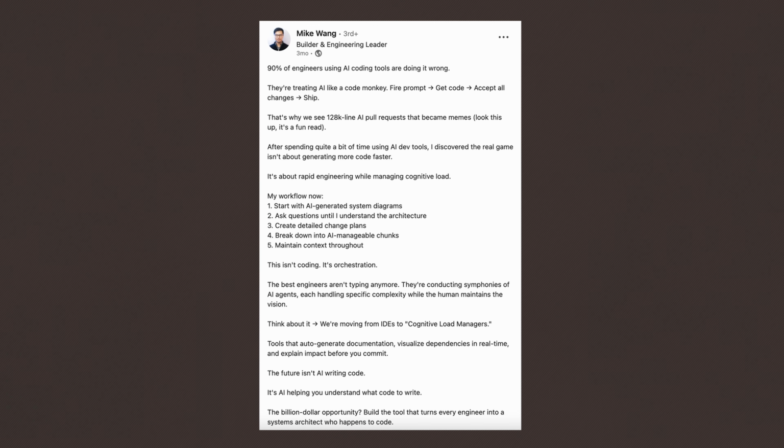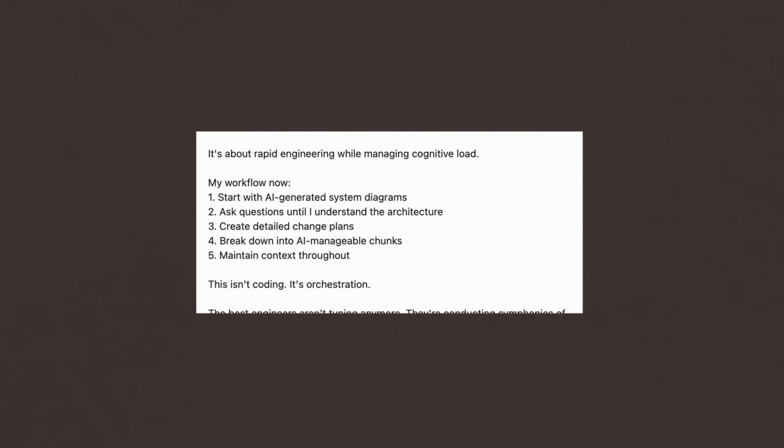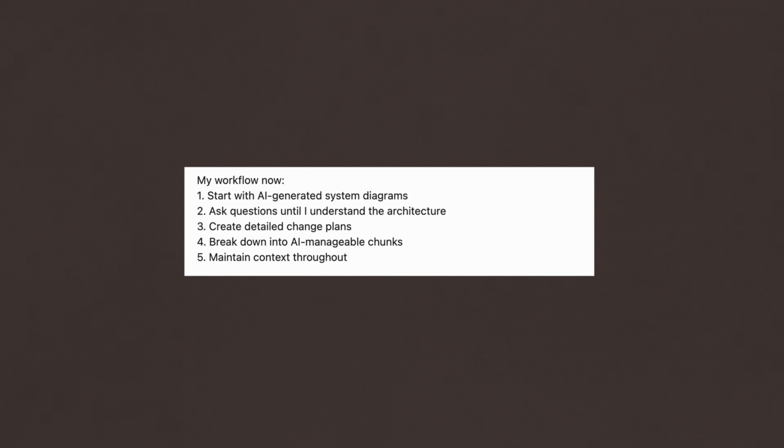That is very similar to what Google's engineering lead said about their AI workflow. They start with AI-generated system diagrams, ask questions until they understand their architecture, create detailed change plans, break down into AI-manageable chunks, and maintain context throughout. This is the biggest difference between middle and senior engineers. Middles rush into coding without thinking about future needs, but the senior will plan carefully and spend way more time on the step than you can imagine.